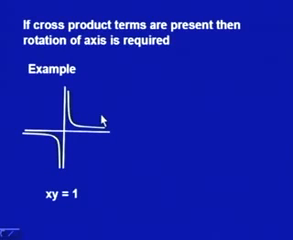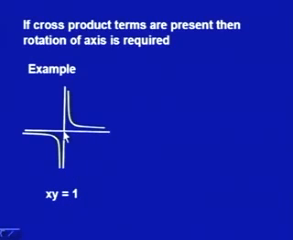Now, if cross product terms are present, then we can bring it again into a standard form by suitably rotating the axis. So, if cross terms are present, then rotation of axis is required and we may get an expression in standard form. For example, xy is equal to 1 is this curve. So, we have rectangular axes and these are the curves representing xy is equal to 1.